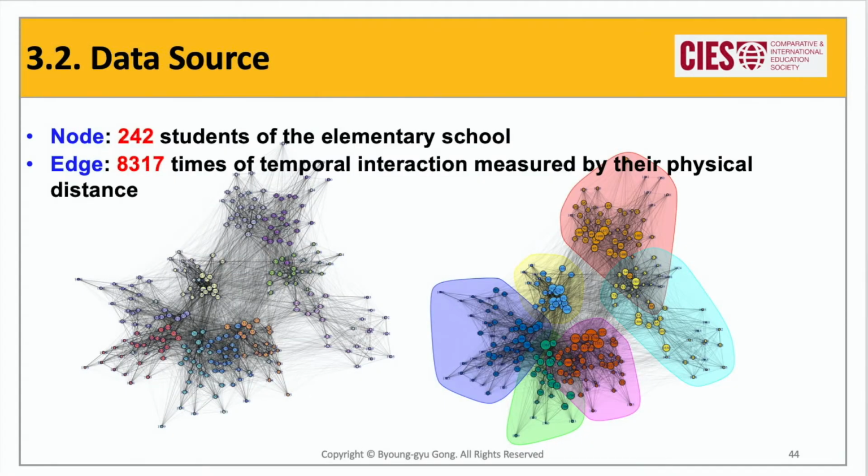The dataset we are using for today's practice session with igraph includes 242 nodes, indicating students of the elementary school, and 8,317 edges, meaning times of temporal interaction measured by their physical proximity. The network graphs in this slide are our final outcome of the igraph practice session, and you'll be able to create exactly the same network graph at the end of our session.